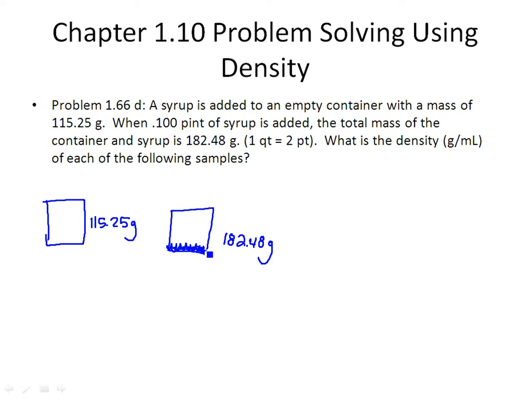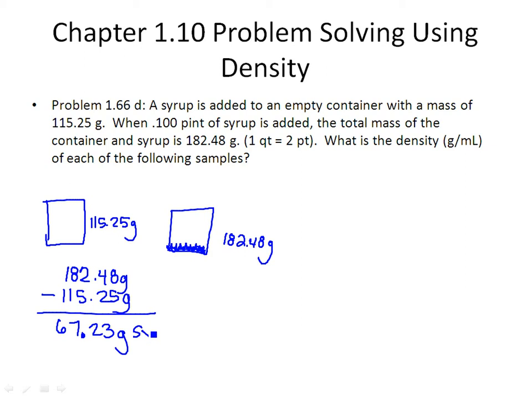In order for us to do this, we need to find the difference between these two numbers to give us just the mass of the syrup. So if we subtract these two numbers, we get 67.23 grams of syrup.